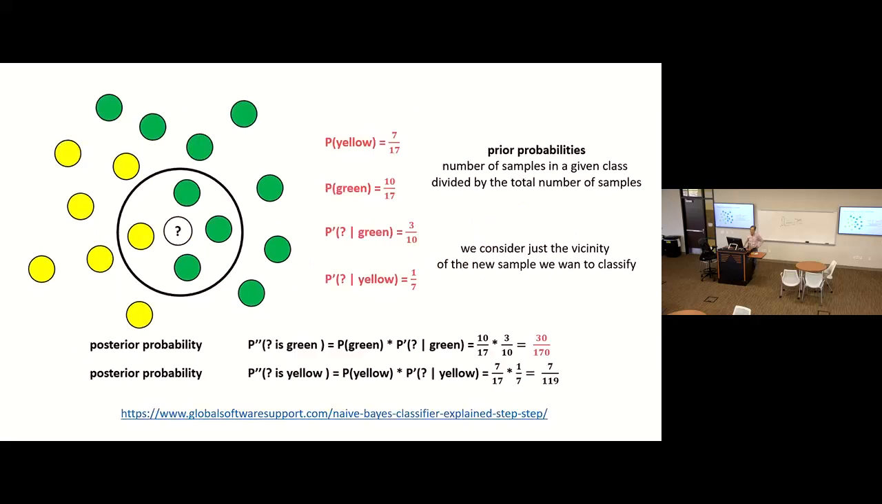Then we compute the evidence. If I look at this neighborhood, that is the likelihood, and my prior knowledge is as before. Then I make a calculation and compute the posterior probability of being green. It's like this, and the probability of being yellow is like this. So we use the prior probability and the likelihood.